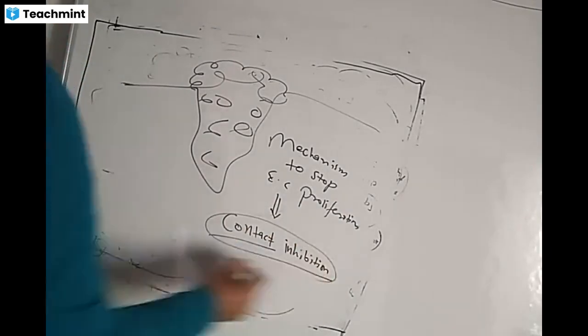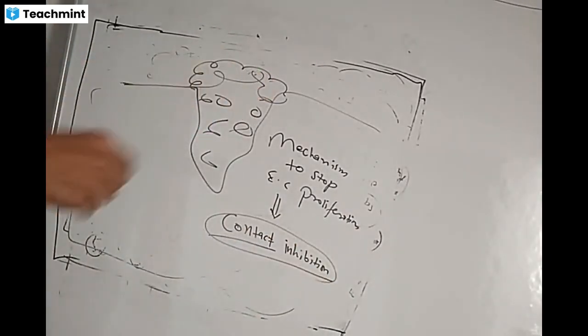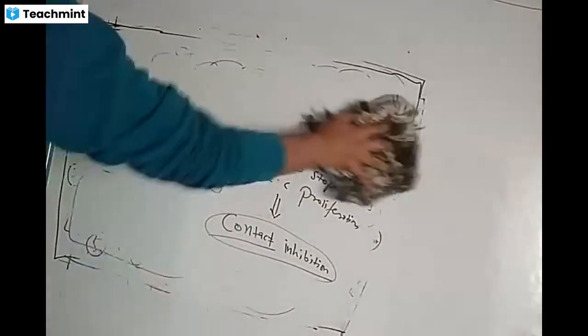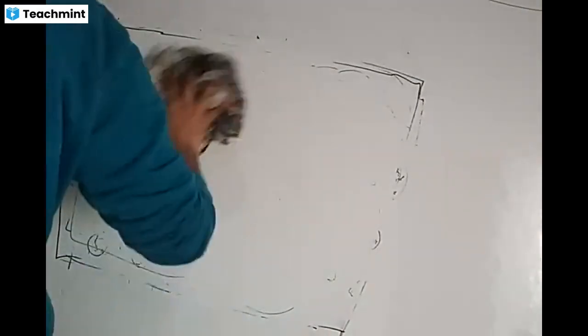Contact inhibition. So the surrounding cells, because of contact inhibition, they stop proliferation and epithelialization will be stopped because of the contact inhibition.